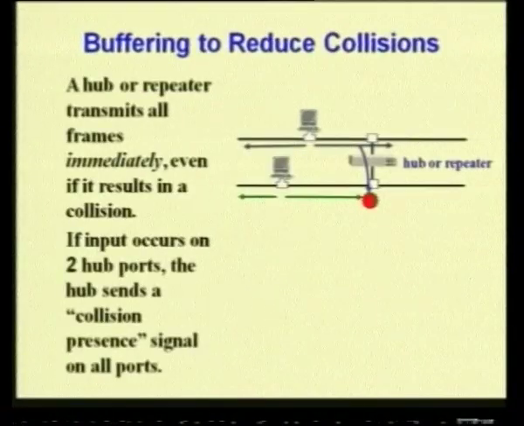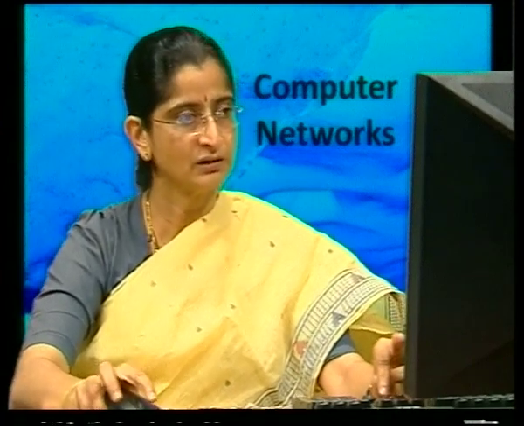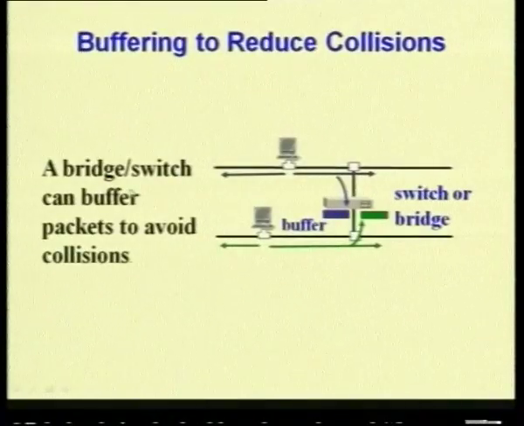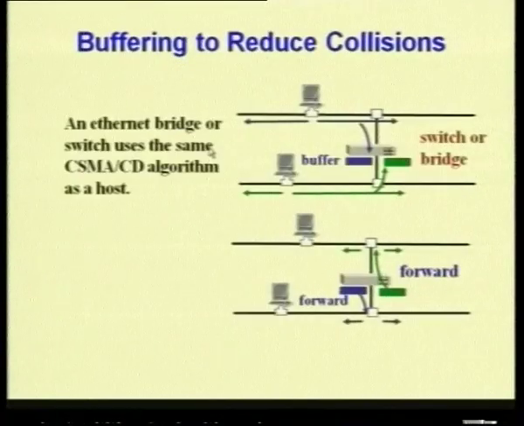Now buffering can also help to reduce collisions. Let's look at how that happens. If I use a hub or a repeater, it will transmit all frames, as we have just seen, even if it results in a collision. So if input occurs on two hub ports, the hub sends a collision presence signal on all ports. This is what happens in a hub. But a bridge or a switch can buffer the packets to avoid collisions. This is a more direct use of the buffering mechanism, so it obviously helps to reduce the collisions.